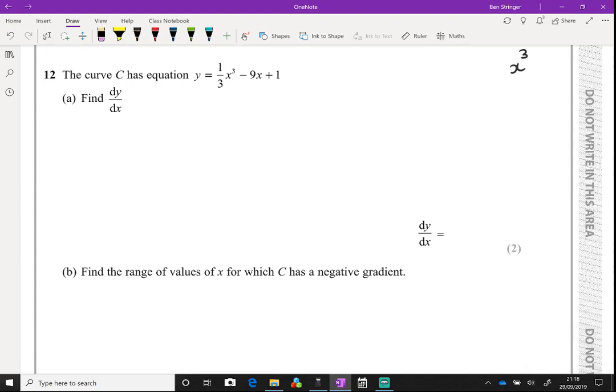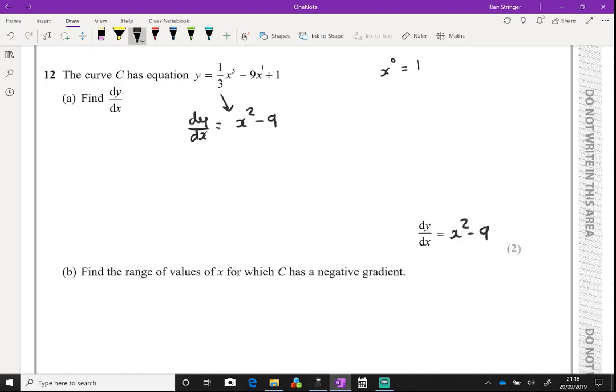That's how we differentiate. So bring the 3 to the front. 3 times a third is 1. Don't need to write 1 there. Take 1 away from the power. That's x to the 1. Bring that down to the front. 9 times 1 is 9. Take 1 away from the power. That'll be x to the 0. Remember, anything to the power 0 is 1. That's technically a constant. When you differentiate a constant, nothing happens to it other than it disappears. So we've got x squared minus 9.